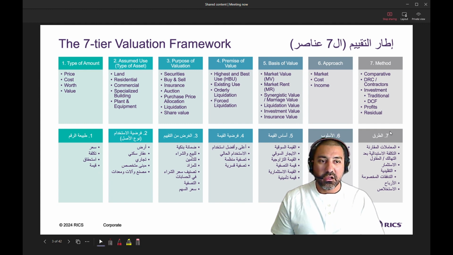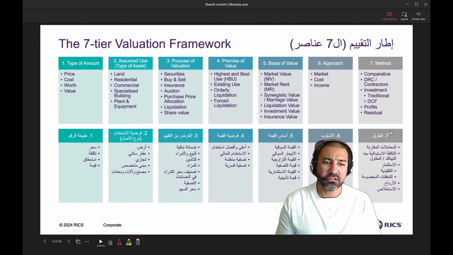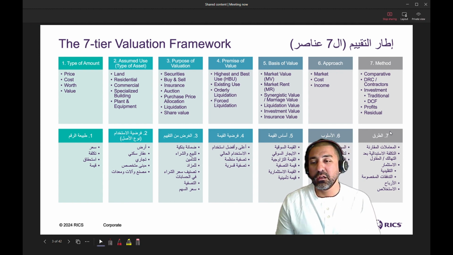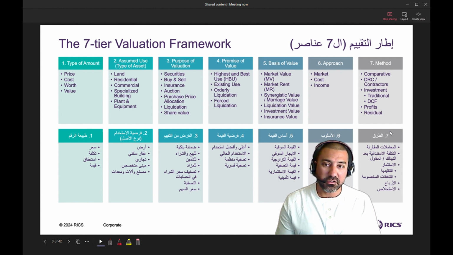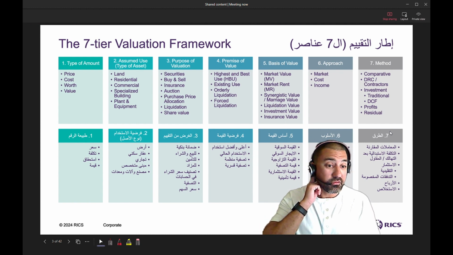Today we're going to be covering something called the 7-tier valuation framework, and it's intended to be a map. As a valuer, we are always confused when we get an assignment, when we get instructions. Where do we start? How do we go about selecting the right method, the right approach, the right basis of value, etc. Today we're just going to touch on the basic principles and definitions of this framework. Obviously, this is not any kind of training for doing valuation work in the future.